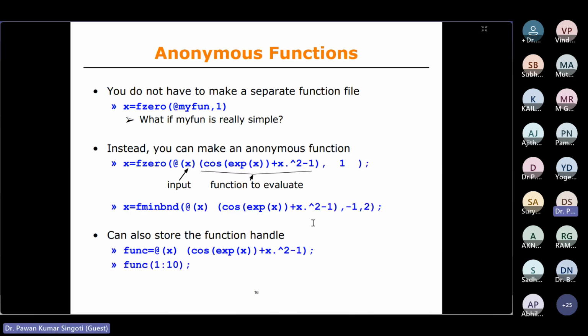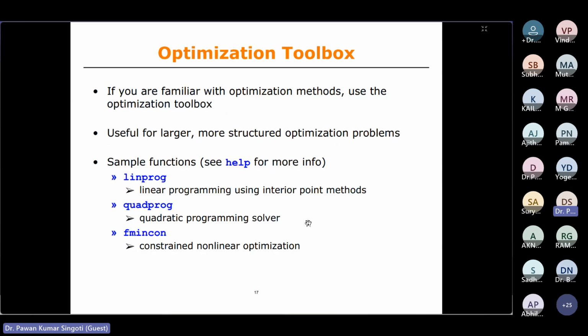Okay, so we can see the function over here. This will be the input, and this is the function which we want to evaluate. You can see that you can make an anonymous function of your own. Okay, you can also store the function handle: function equal to @(x) cos expression of x. So these functions can be made according to your need. Okay, these are some anonymous functions.